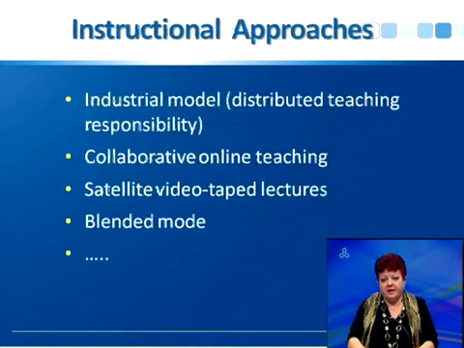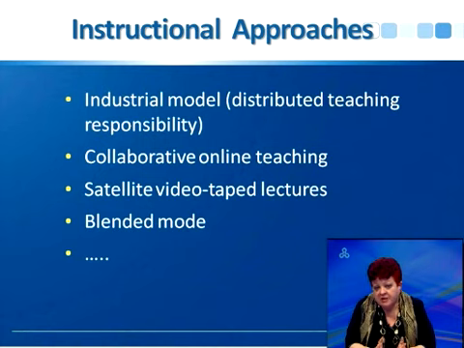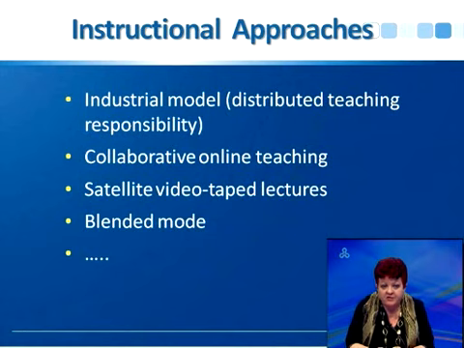Another parameter for classifying distance teaching universities can be according to instructional approaches. And I just mentioned a few which by no means are exhaustive. You have the industrial model of distributed teaching responsibility. I was speaking before on the triangle, but one of the defining features of the industrial model is also the distributed teaching responsibility. What does it mean?